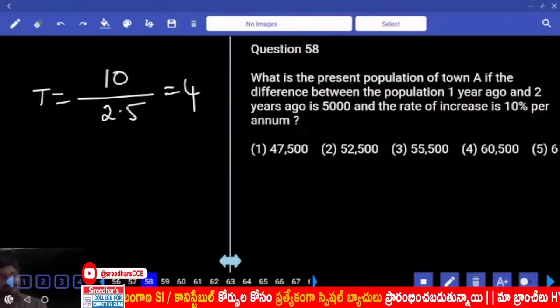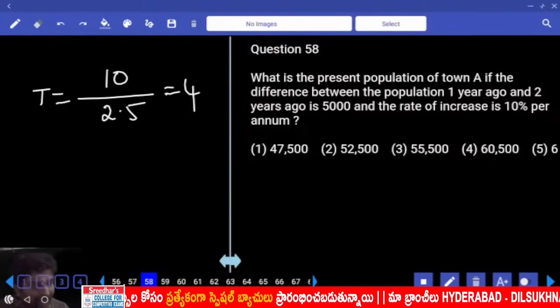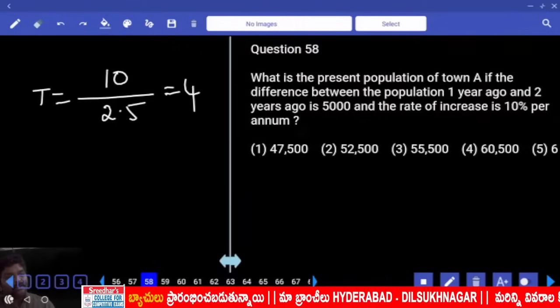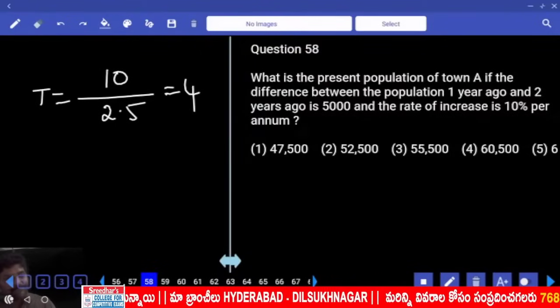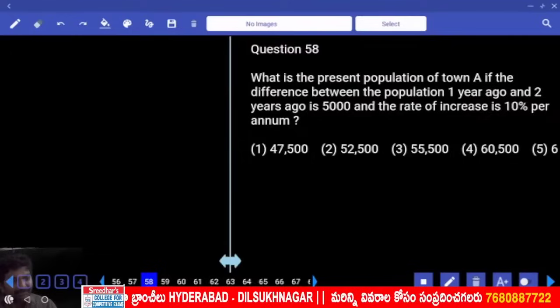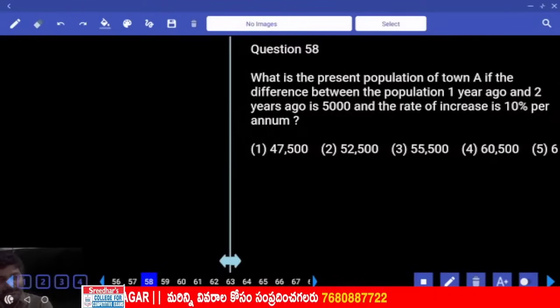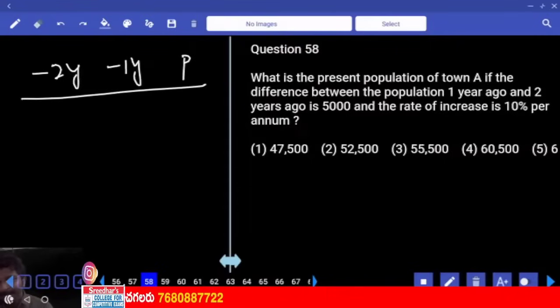What is the present population of town A? If the difference between the population 1 year ago and 2 years ago is 5,000 and the rate of increase is 10% per annum. Every year it is increasing, right? So 2 years back, 1 year back, and then at present. Question is about present. 2 years back, I'll start taking 100%.